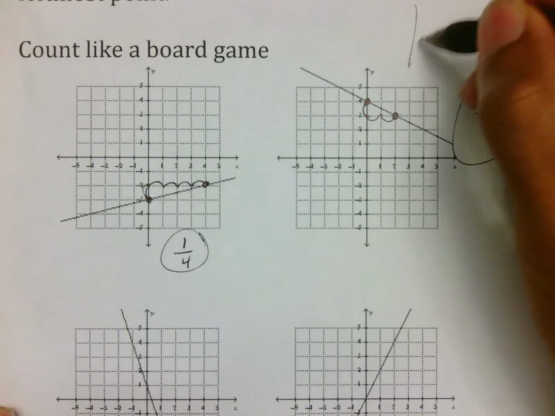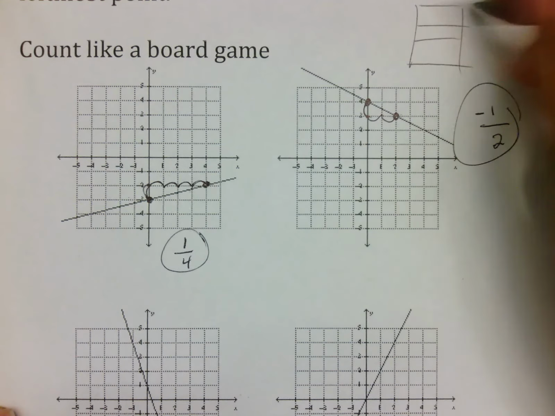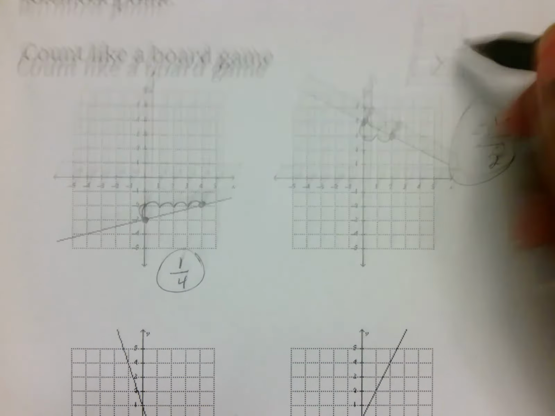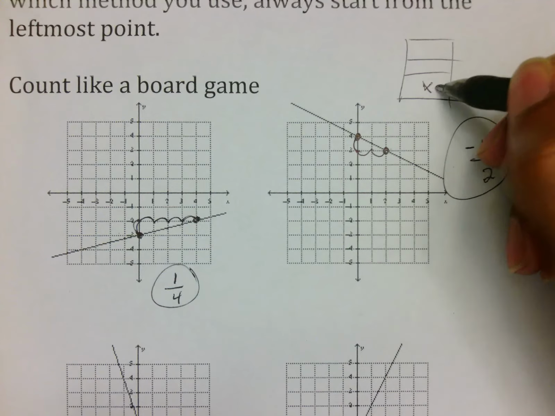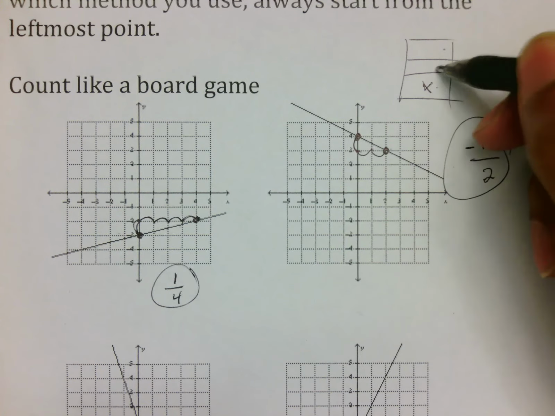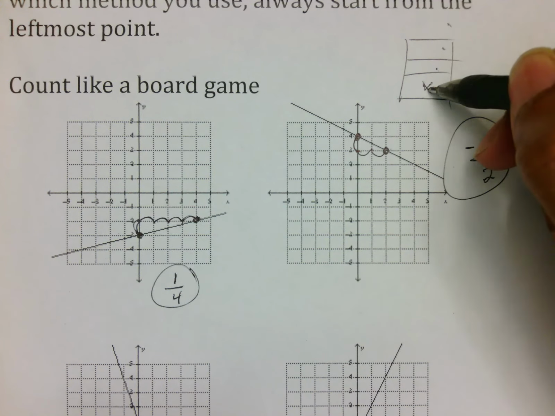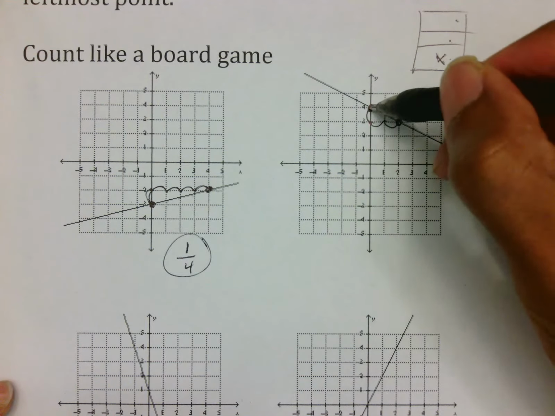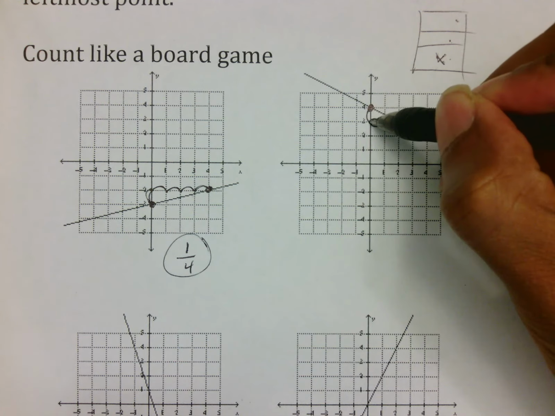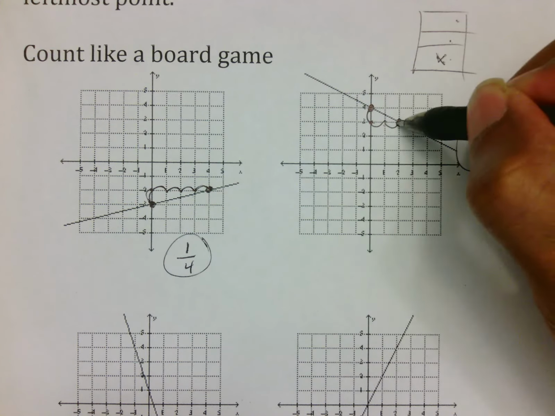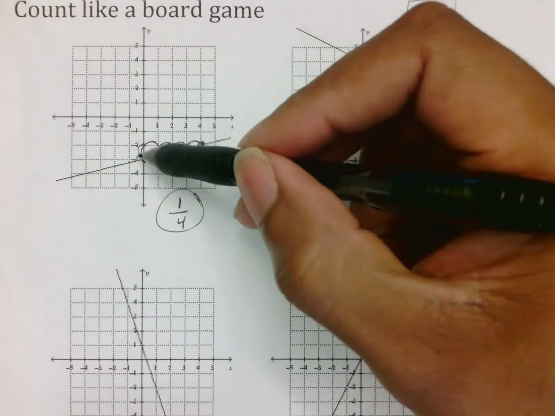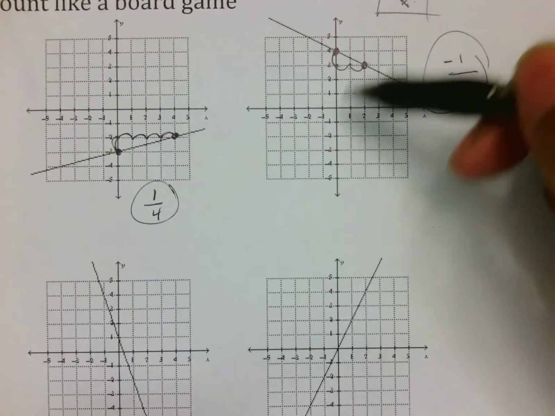Just like if you were playing Monopoly and you counted a 3 and you were on this spot, you wouldn't go 1, 2, 3. You'd go 1, 2, 3, because you're already standing there. So again, whenever you're counting, that counts as 1. Now we're starting from there, 1, 2, to get to the other spot.